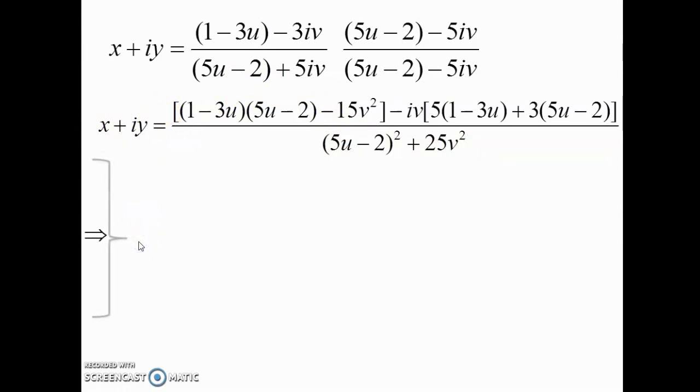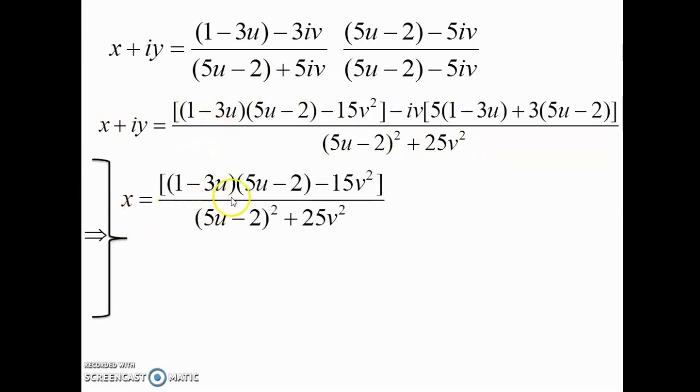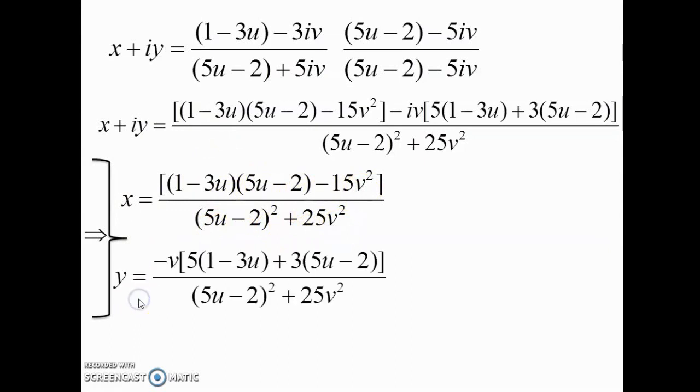So you get x is equal to [(1 minus 3u)(5u minus 2) minus 15v square] divided by (5u minus 2) whole square plus 25v square, and y is equal to minus v of [5(1 minus 3u) plus 3(5u minus 2)] divided by (5u minus 2) whole square plus 25v square. So when we do this simplification, we are getting y is equal to v divided by (5u minus 2) whole square plus 25v square.